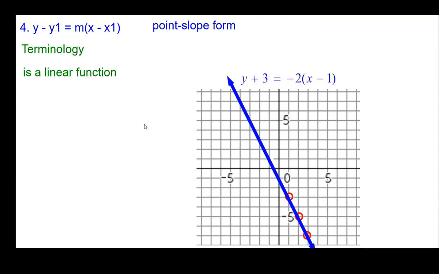Terminology for this, it's pretty much a linear function. And the point that it goes through has coordinates x1 comma y1. Again, it has to be written as a subtraction here.